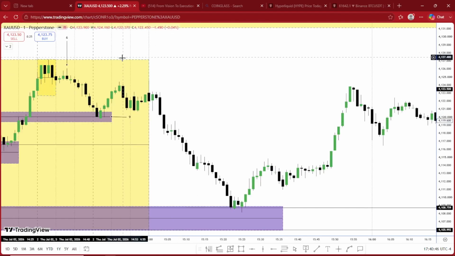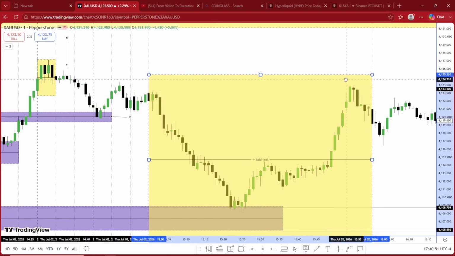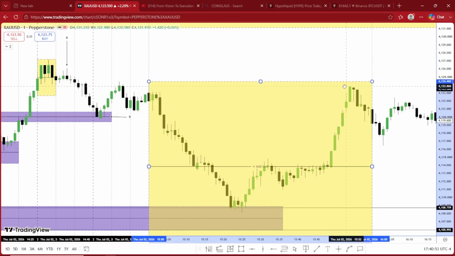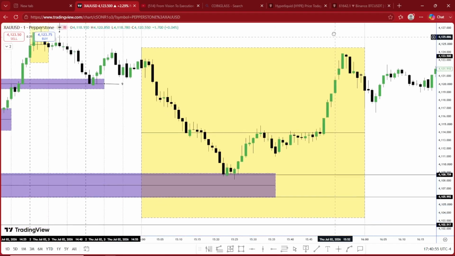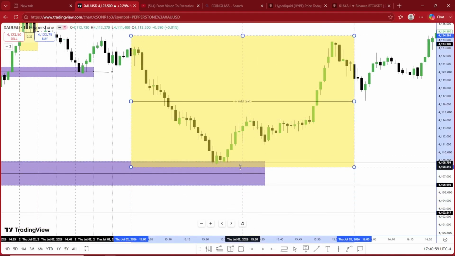Now, the next price action is this region right here. I want to touch on this and then go take a nap or something, sleep it off for today.